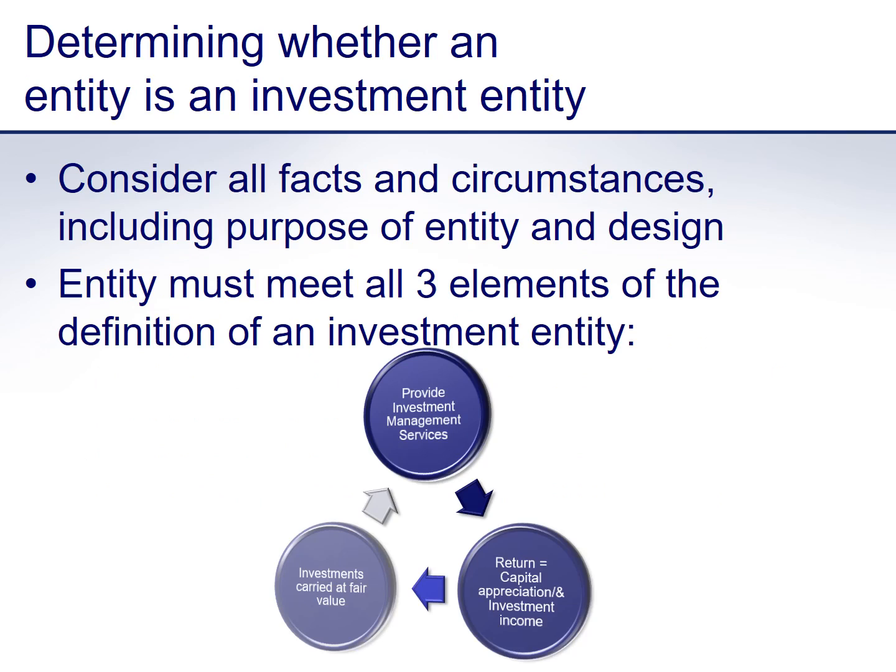These three elements of the definition of an investment entity are all or nothing. So an entity must meet all three elements, otherwise it is not an investment entity by definition. And therefore, under those circumstances, if you don't meet the definition of an investment entity, the only possible way you can be exempted from consolidating a subsidiary is if you meet all four criteria of the previous general exemption from consolidation that we spoke about a moment ago.